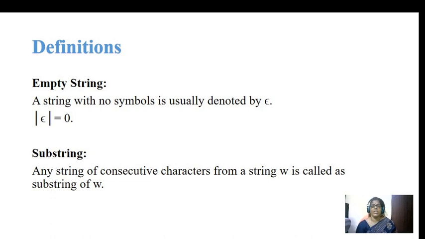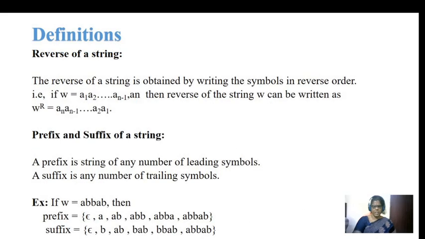Any string of consecutive characters from a sequence W is called a substring of W. Consecutive characters, before the first entry or final entry, are called a substring. Substrings are like subsets: from a set, we find some subsets.